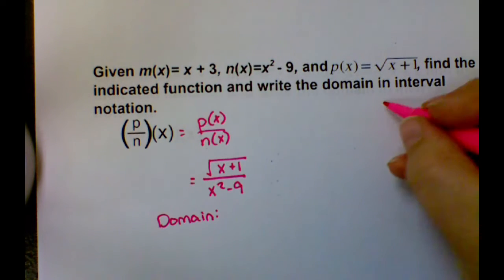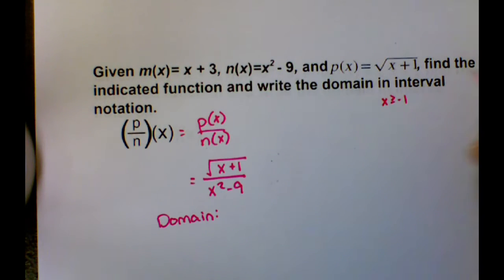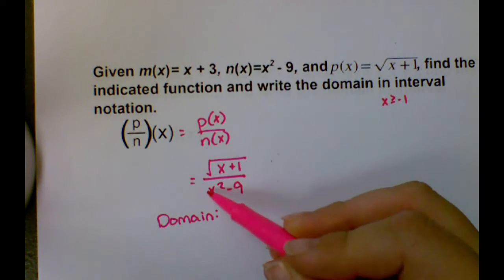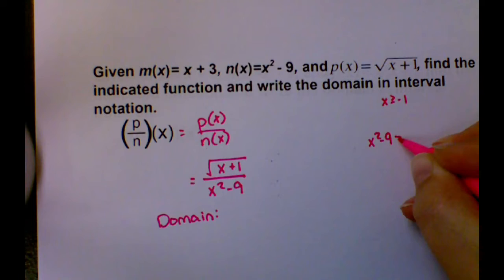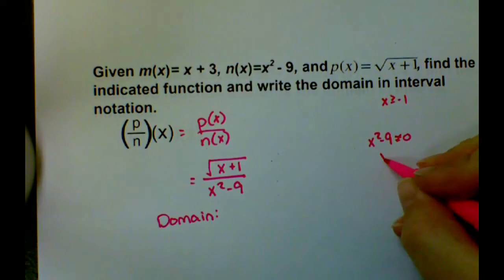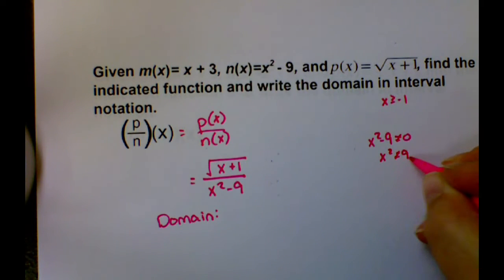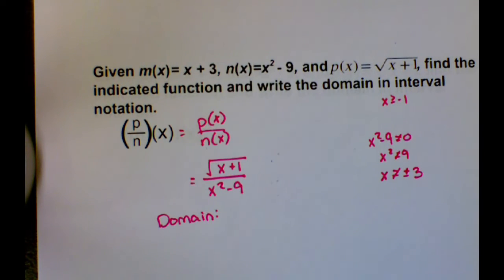In the last problem, we said that x had to be greater than or equal to negative 1 for p. We have the added piece of making sure the denominator does not equal 0. So x squared minus 9 cannot be 0. Add the 9 over, x squared cannot be 9, which means x cannot be positive or negative 3. Well, negative 3 doesn't fit into x is greater than or equal to negative 1, so I ignore it.